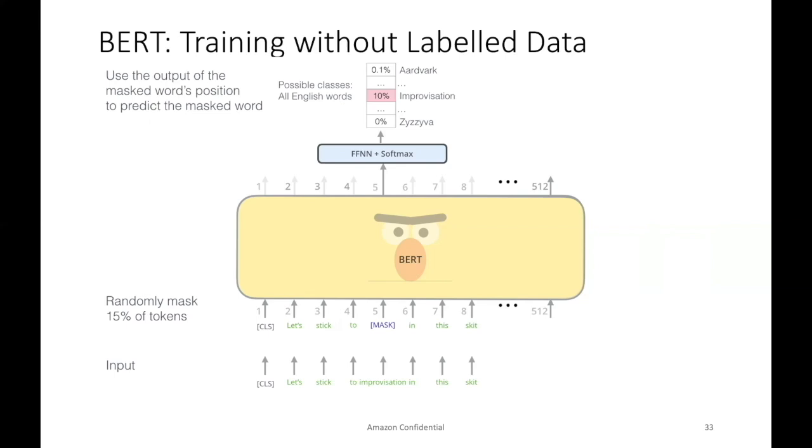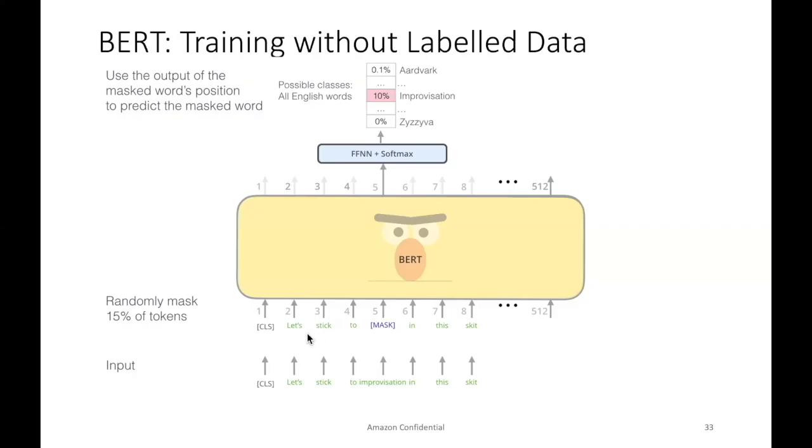There is a secondary reason for the success of BERT, which is that BERT trains without any labeled data. Basically, you can train BERT on just plain text corpora without any labels. How does it do that? BERT basically takes the task of predicting masked words. So you will take a sentence, for example, let's stick to improvisation in this kit. You take this sentence, and what you do is you mask one or two words from this sentence. So, let's stick to improvisation in this kit.